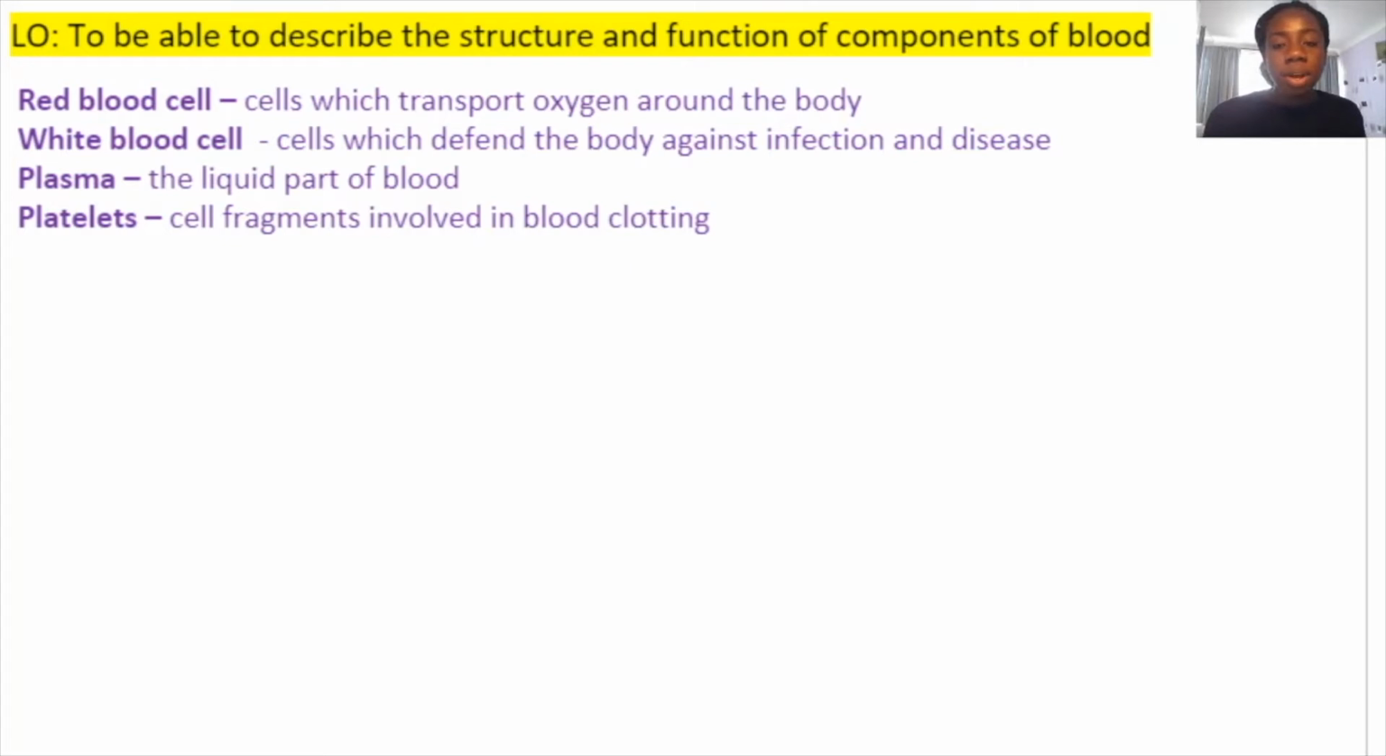The first one is the red blood cell, which are cells which transport oxygen around the body. The second are white blood cells, which defend the body against infection and disease. Thirdly, we've got plasma, which is the liquid part of blood. And then finally, we have platelets, which are cell fragments involved in blood clotting.